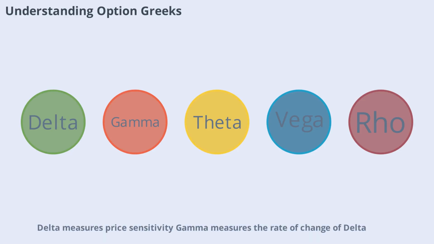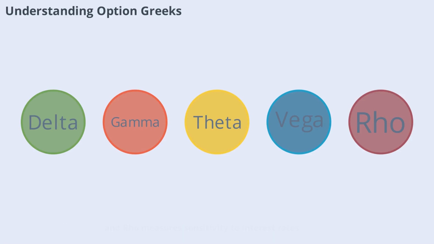Delta measures price sensitivity, gamma measures the rate of change of delta, theta measures time decay, vega measures sensitivity to volatility, and rho measures sensitivity to interest rates. Mastering the Greeks is essential for effective option trading.